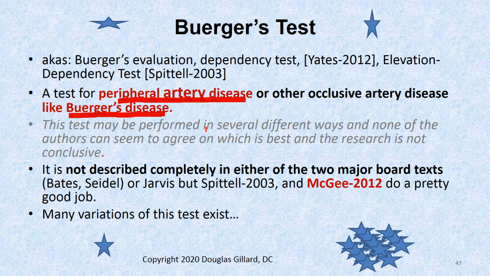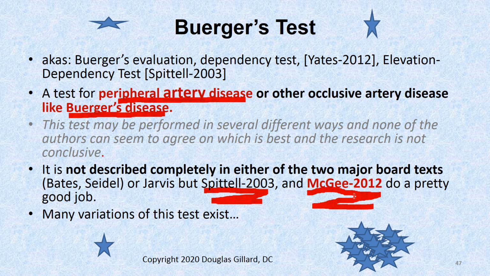This test is done many different ways. Again, the authors are all over the place. So we're trying to keep Magee. This is the evidence-based Magee book that I like, but that's not a board book. So I did inject the board book Magee in here just to show you what they say. It's not described completely in Bates or Seidel or Jarvis. The Spitzel describes it really nicely, best description of it. I don't know if medical students are using that one or not, but that's a good book.